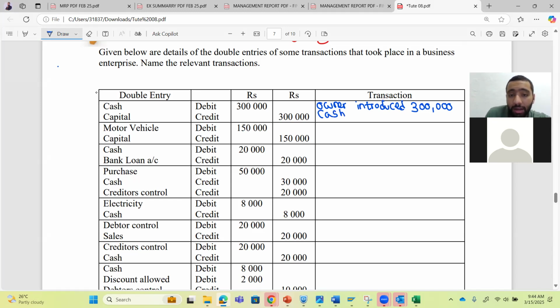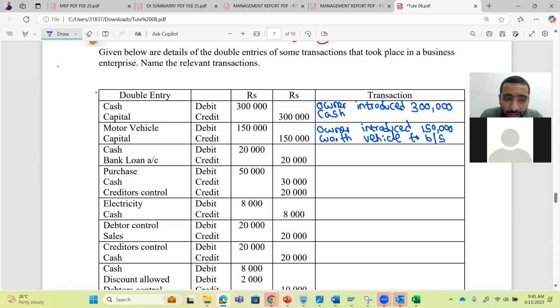මේ කලින් එක owner introduced 300,000 මොනවාද? Cash, right? Then yes, owner introduced මොනවාද? Owner introduced what? Yes, 150,000 worth vehicle to the business. Right? Okay. To the business. I don't have enough space. That is why I'm writing this way.